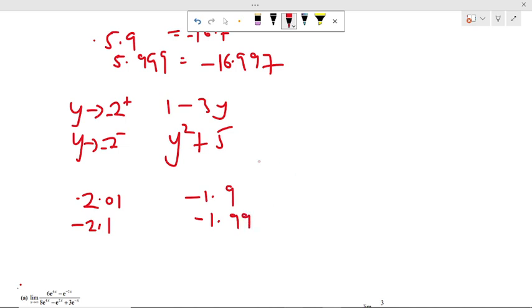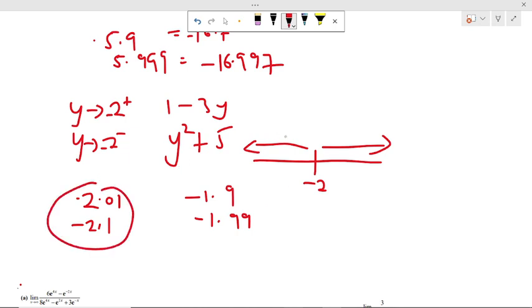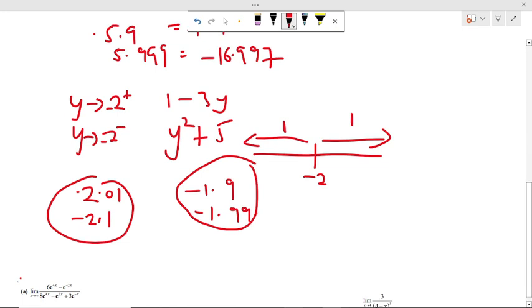Because this is the number line, let me draw a number line for you to understand the concept very well. This equation is valid from this point to this point, and this equation is valid from this point to this point, right? So for this range I take these values, and for this range I take these values.